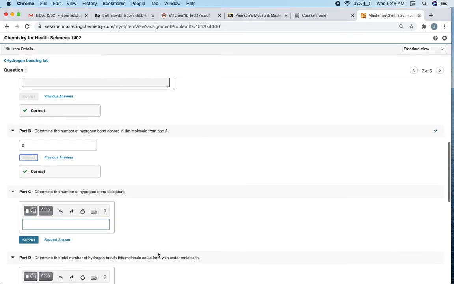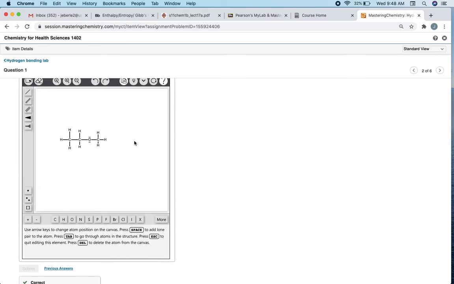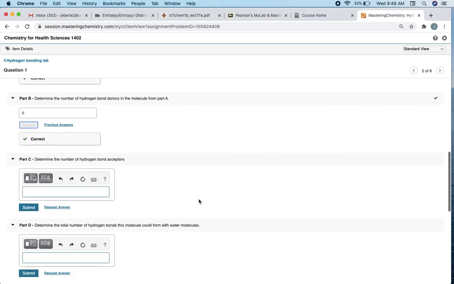All right, part C says determine the number of hydrogen bond acceptors. Remember, an acceptor is a lone pair on an oxygen, nitrogen, or fluorine. And so I see in this molecule that I've got an oxygen with 2 lone pairs, which means we have 2 acceptors. So that should be the number of acceptors for that molecule.